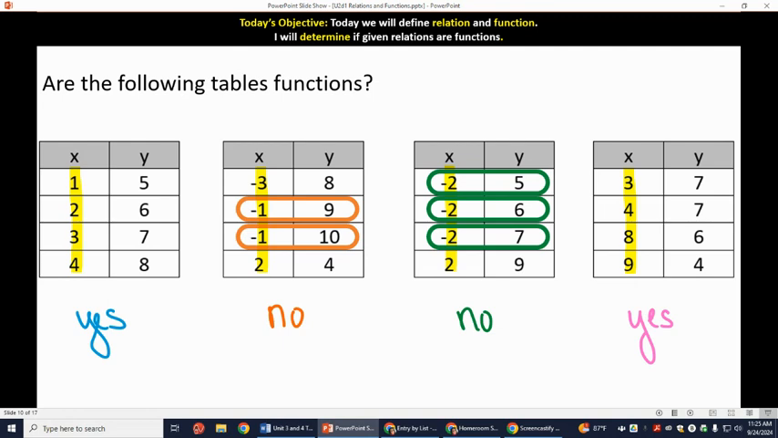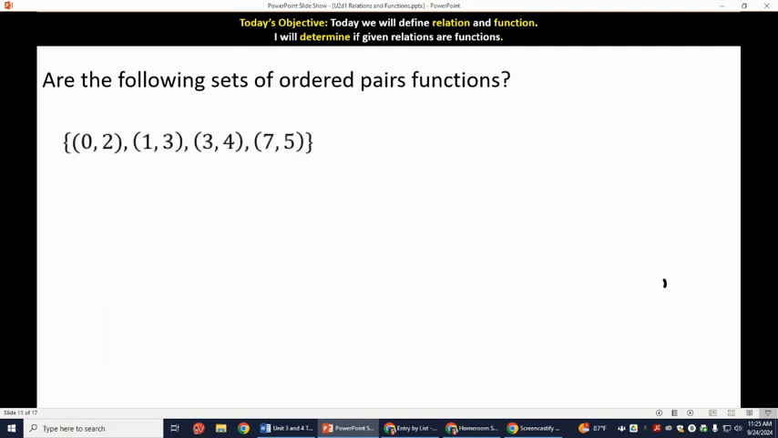So that's how we look at a table. All you have to do is look at either the first column if it's up and down like this, or if it was a side-to-side table, you just look at the top row. Okay? Are the following sets of ordered pairs functions? So when I look at this one, remember the input cannot repeat. So my inputs are the first number in each ordered pair. So the 0, the 1, the 3, the 7, is this a function? Yes, we don't care what the y's are doing.